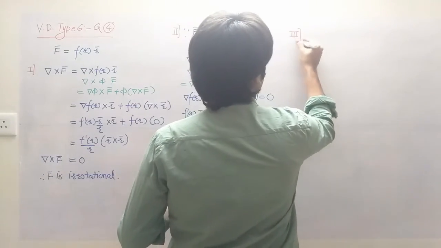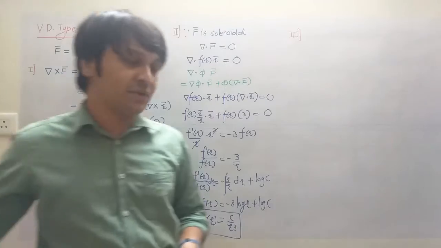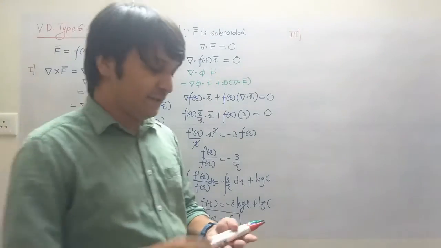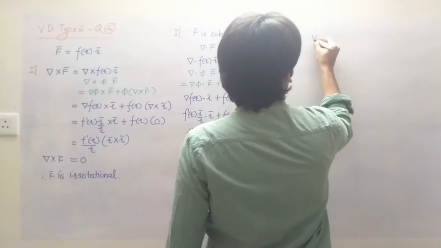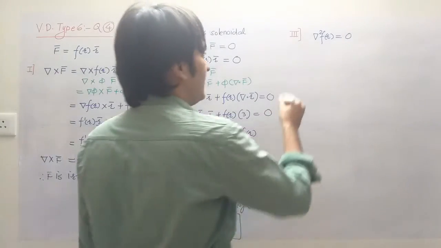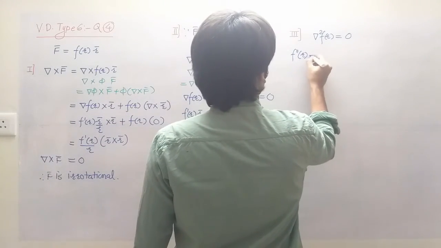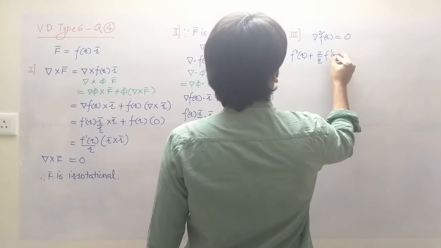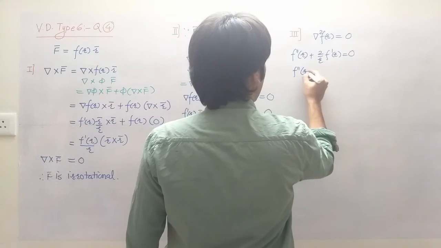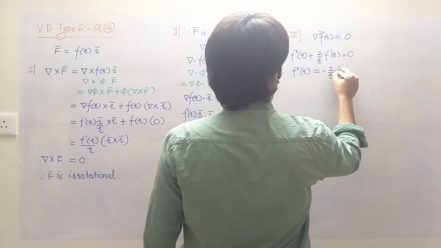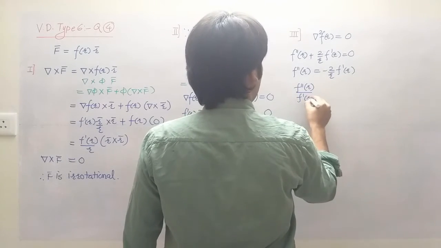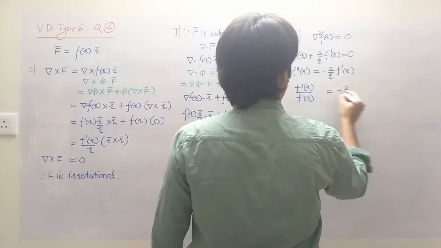And step 3 is, there is one more question. Read the question. Question is, also find f of r such that del square f of r is 0. So what's given? Del square f of r is 0. What's the del square f of r formula? Del square f of r is f double dash r plus 2 by r f dash r is equal to 0. I'm just shifting this one right. So f double dash r is equal to minus 2 by r f dash r. Shift this here. F double dash r upon f dash r is equal to minus 2 by r.